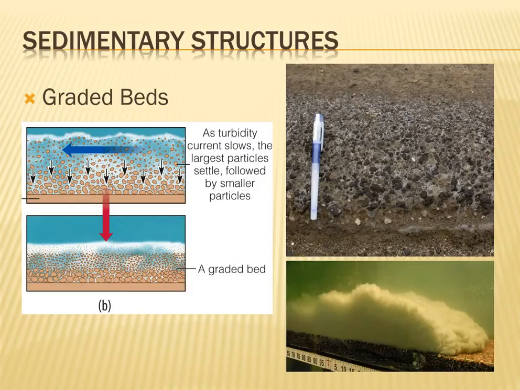Now, graded beds are beds in which the grain size varies from really coarse at the bottom to really fine at the top. These are formed due to underwater landslides. These are called turbidites. So you can see, here's a turbidite, also known as a turbidity current or a turbidity flow.